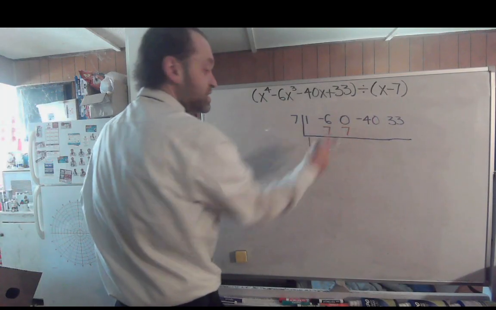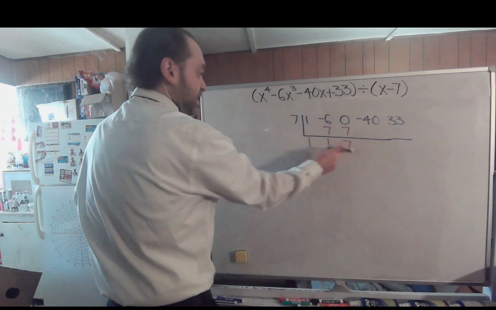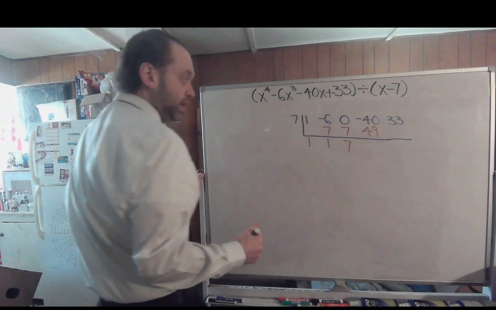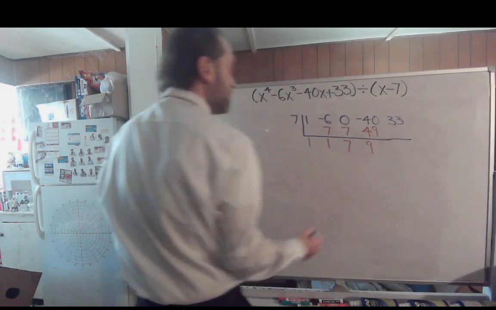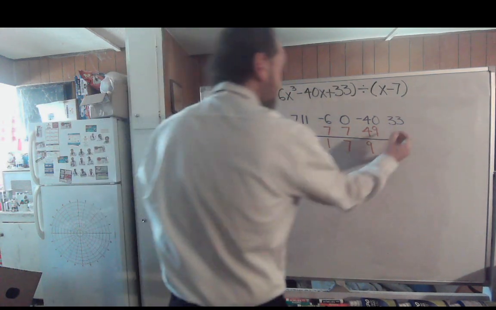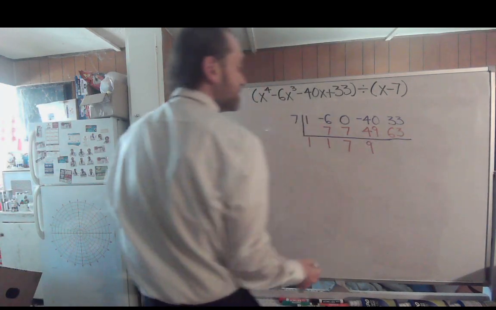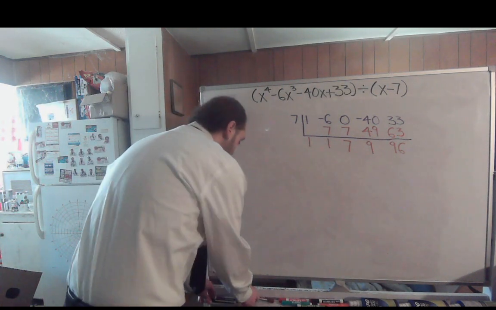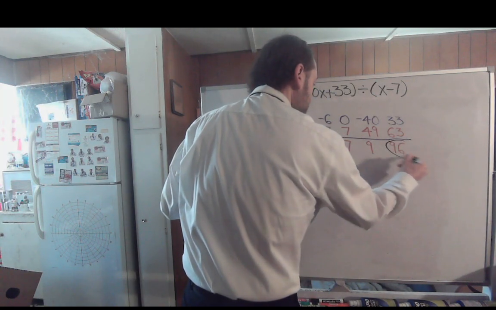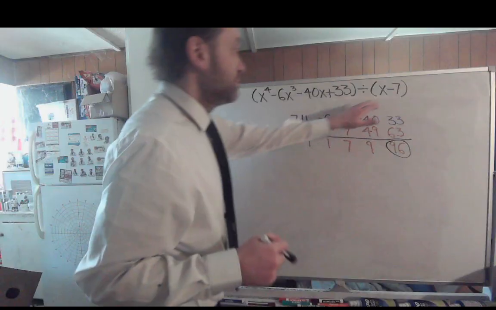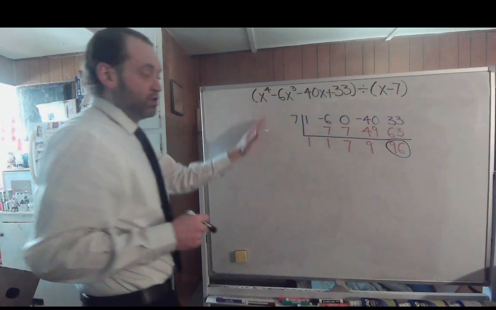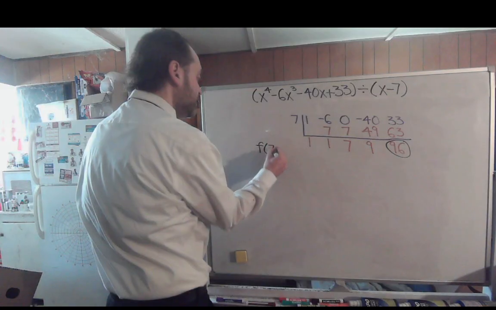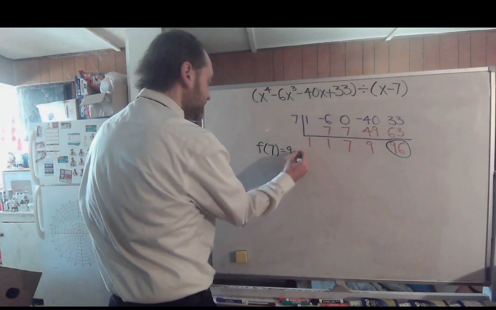So 0 plus 7, well, that's 7. 7 times 7 is 49. So negative 40 plus 49, that's positive 9. And then you have 7 times 9, which is 63. So 33 plus 63 is 96. Well, you have a remainder this time, and that remainder is 96. That means that x minus 7 is not a factor of this polynomial since you have a remainder. So we can say that f of 7 is equal to 96.